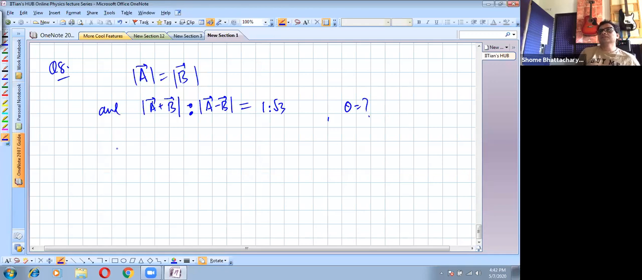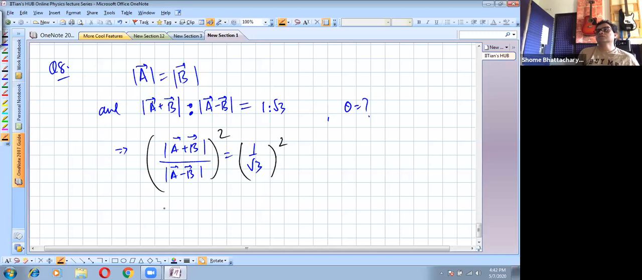So you just apply this condition: magnitude of A plus B upon magnitude of A minus B is equal to 1 by root 3. Then another step you can do next is square both the sides. It will make life even easier. So this will become A square plus B square plus 2AB cos theta, upon A square plus B square minus 2AB cos theta, is 1 by 3.